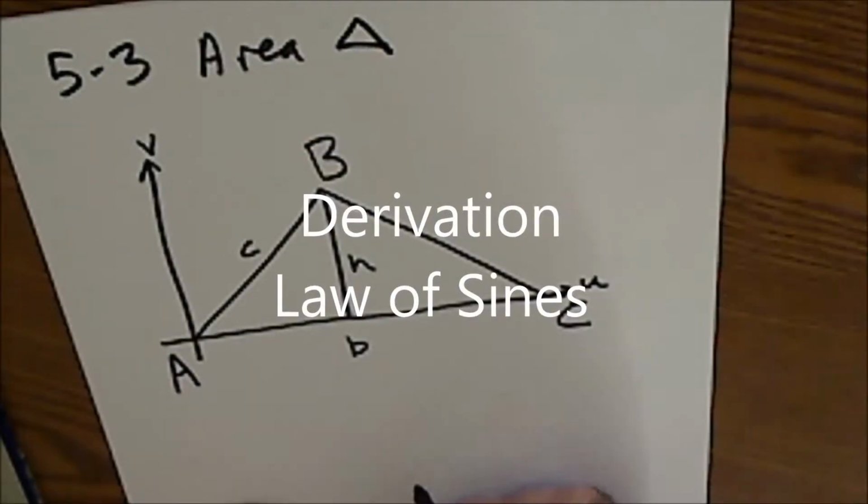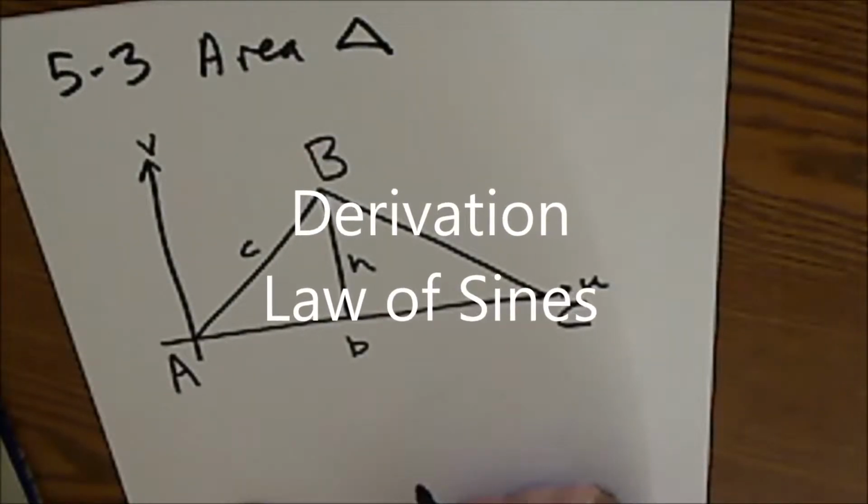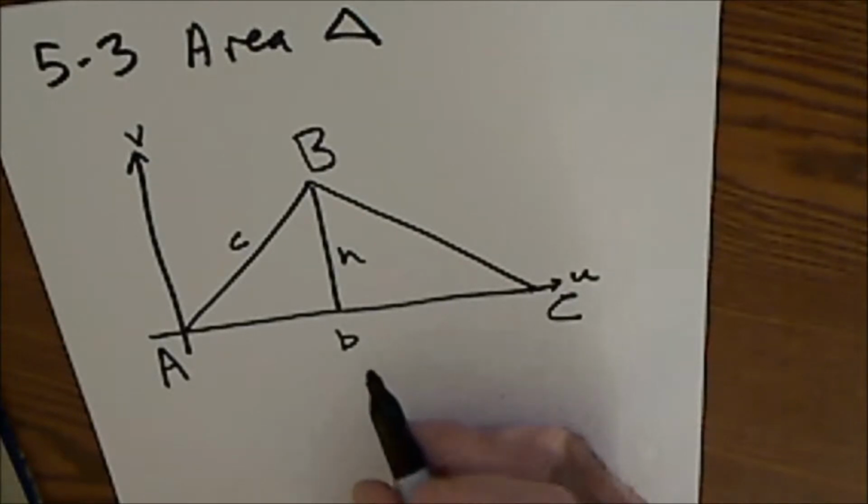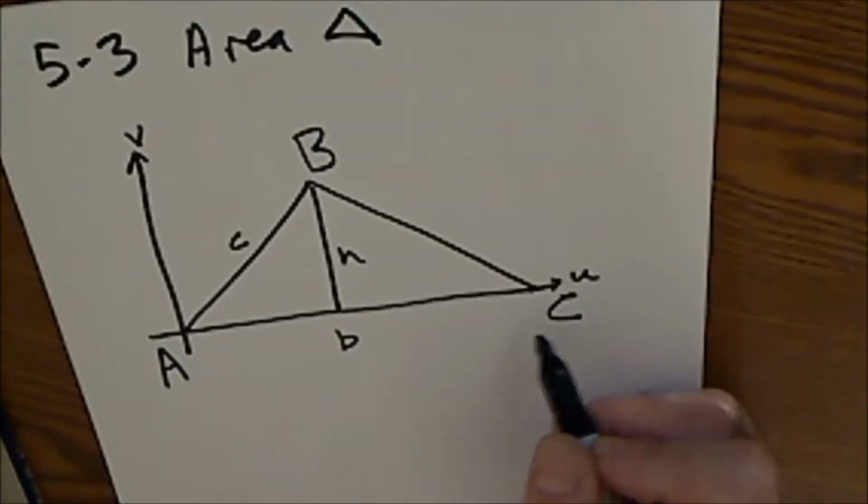We're moving on to section 5.3, area of non-right triangles. And this is a derivation of the area equation. Where this is going to come into play is I'm going to use this to prove the law of sines next. So I'm on a Cartesian coordinate system.